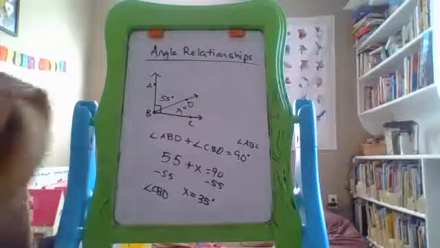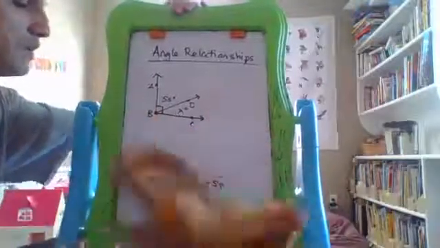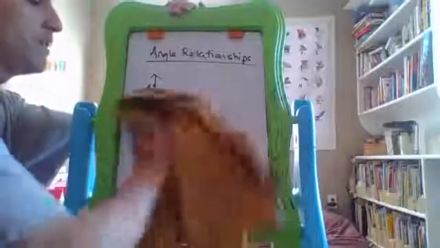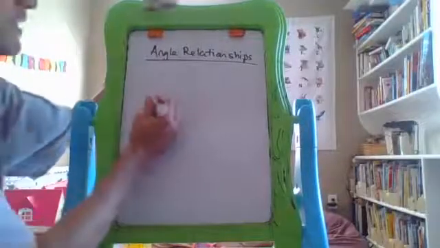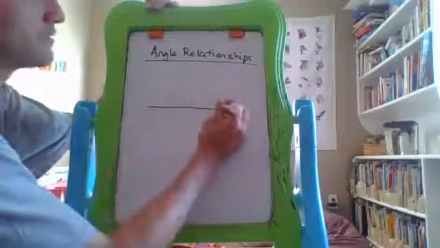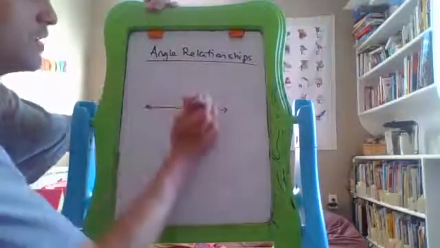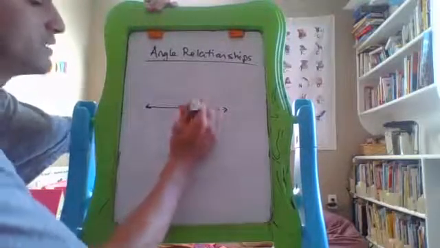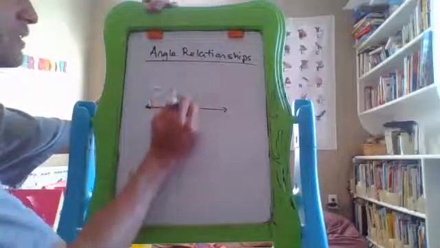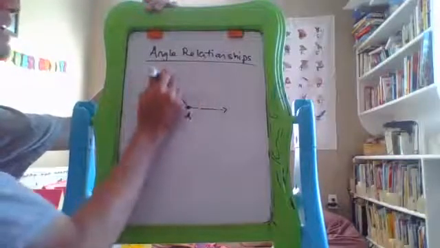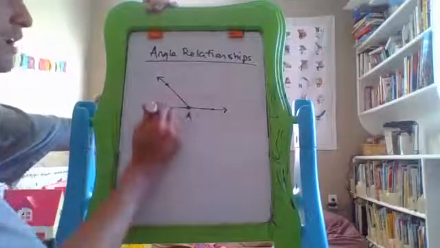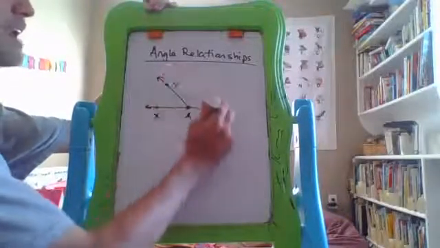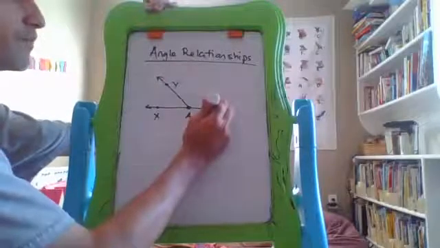Let's quickly do one with a supplementary angle. That's going to add up to 180, which is going to be a straight line. So we're going to have a straight line like this, and I'm going to label this point A. Let's say something comes out like here. I'm going to label these X, Y, and Z.